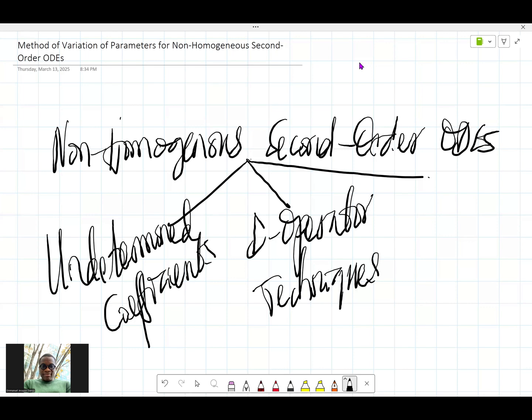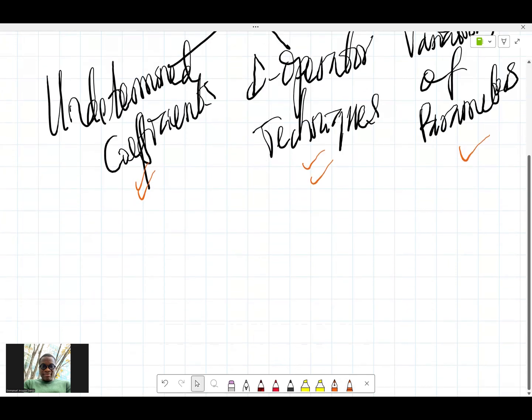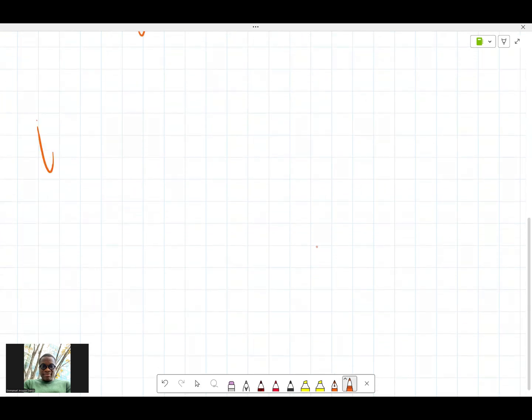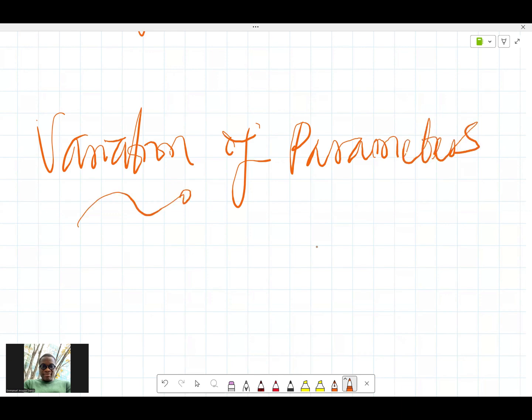So in this case, we are going for variation of parameters, okay? Like I said, we've taken care of undetermined coefficients, we've taken care of the D operator, and the focus shifts to variation of parameters. So let's have an overview of variation of parameters.